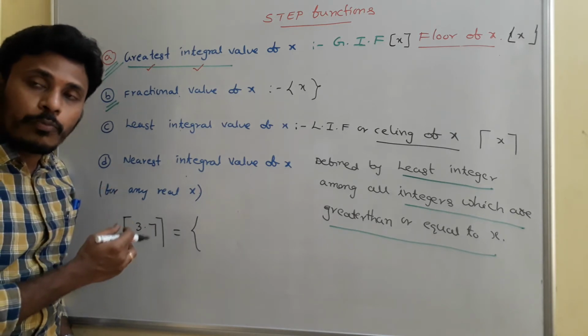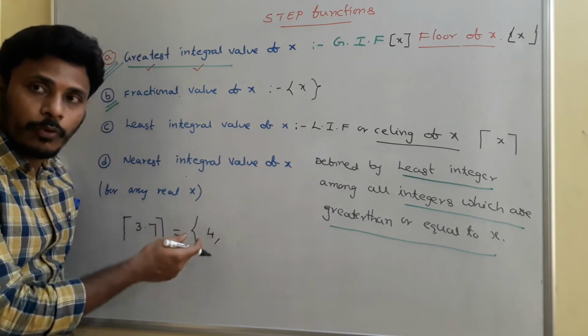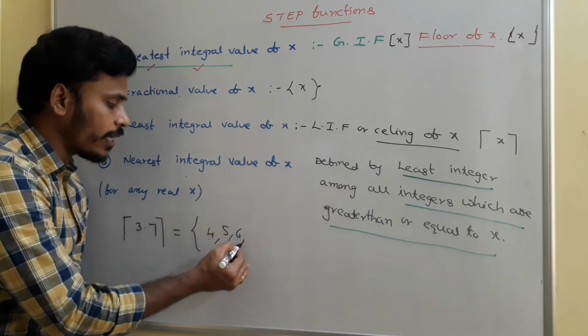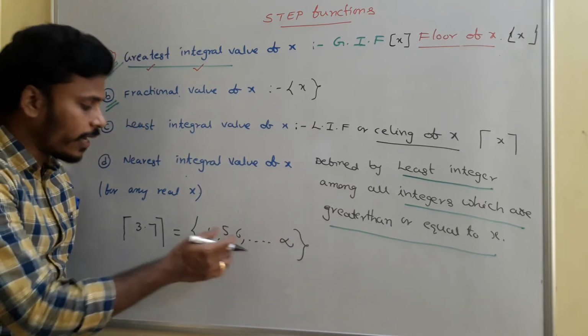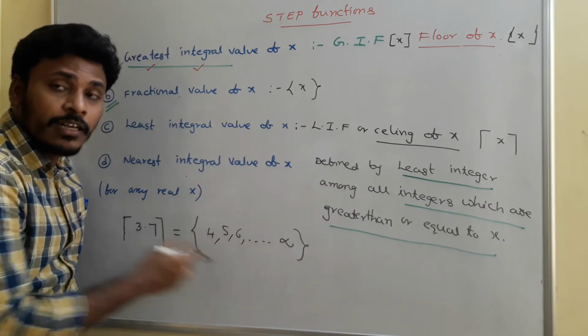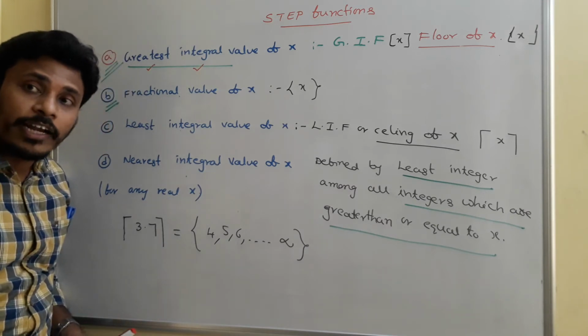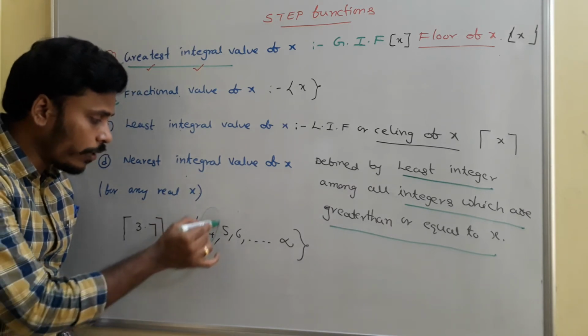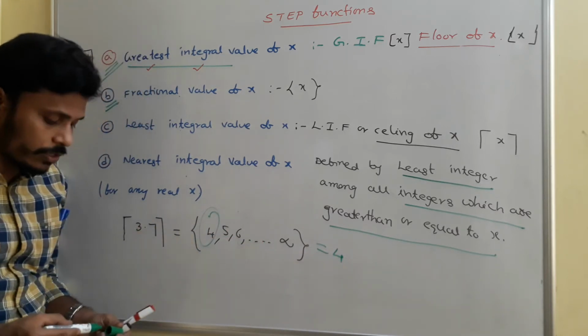See, for this 3.4, the next integer 4 which is clearly greater than 3.7, and 4, 5, 6 up to infinity. All these numbers are the greatest integers for the 3.7, okay? And among all those integers, you need to identify the least one, and that least one is 4. So its greatest, least integral value of x is 4.